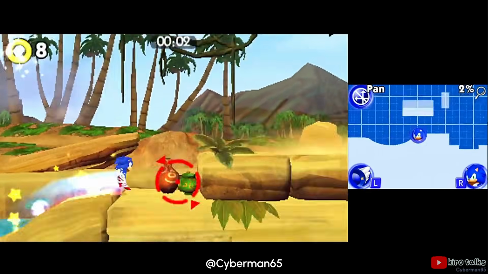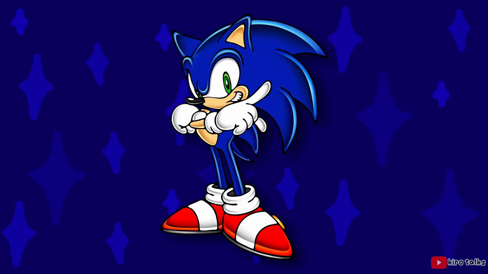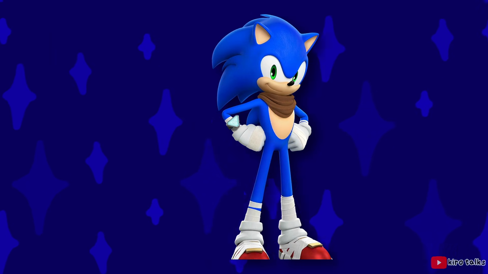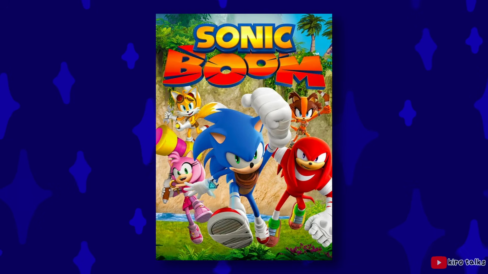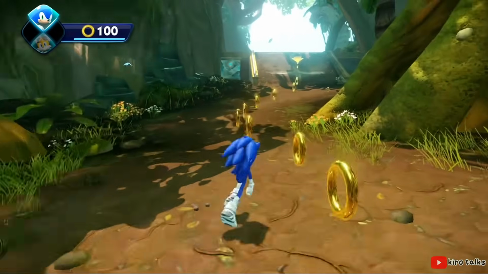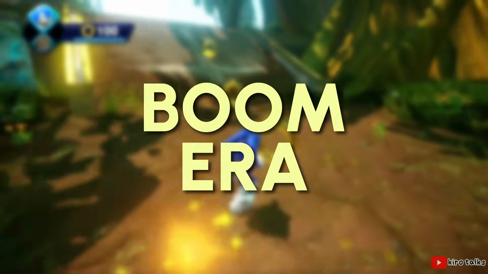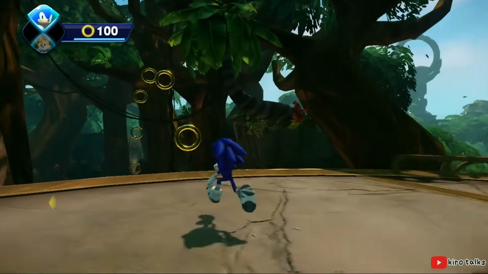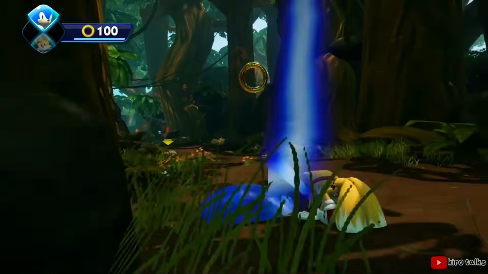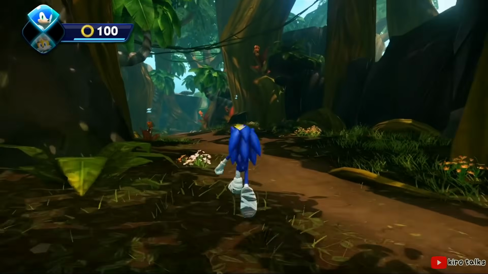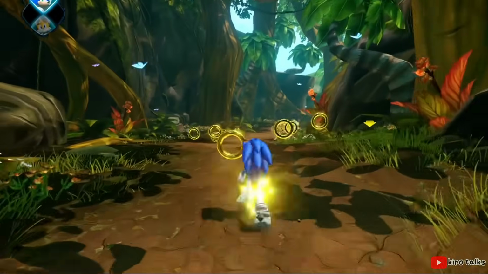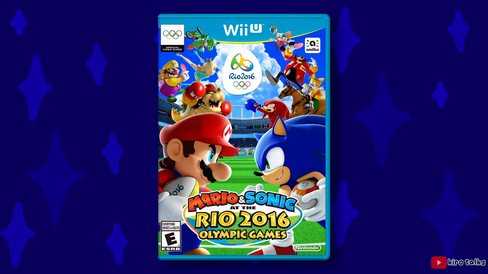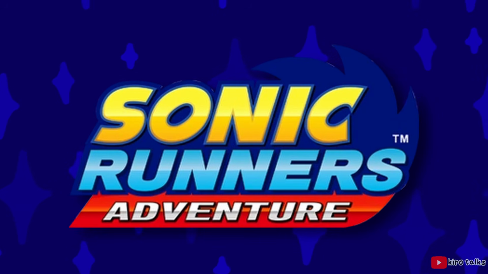The Sonic series changed drastically in this era, with brand new redesigns for the main cast. There was also a new TV show to go along with these two games. So the easy name for this age is the Boom Era. Technically, the Sonic Boom games are considered spin-offs in a separate universe, so defining the entire game franchise by these games may seem a bit drastic, but let's be honest, what other Sonic games were coming out in the mid-2010s? Mario and Sonic at the Rio 2016 Olympic Games? Sonic Runner's Adventure? Come on.